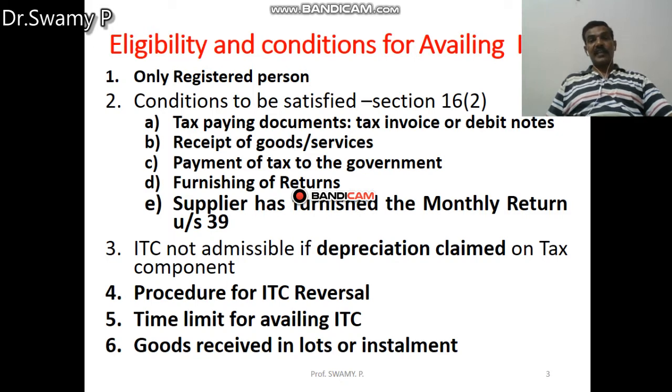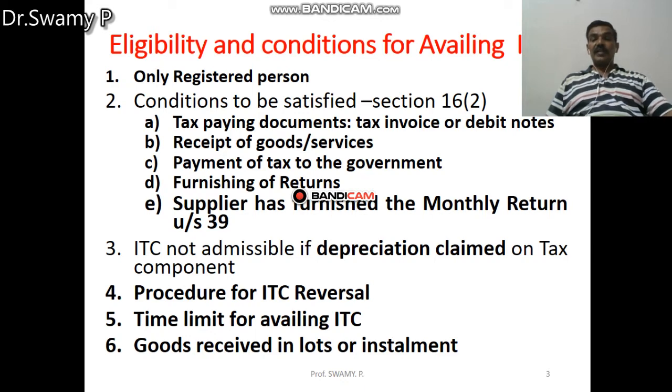The second one is the receipt of goods or the services. The registered person should have received the goods or services or both in order to claim the input tax credit. That means he must receive the goods. The third one is the payment of tax to the government.